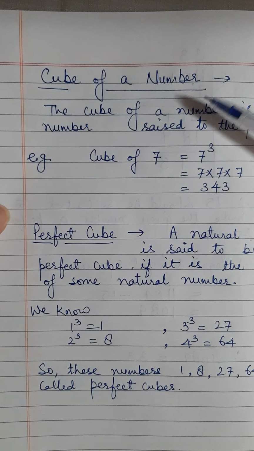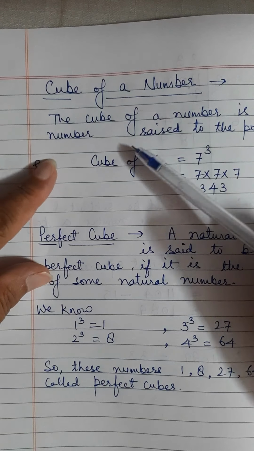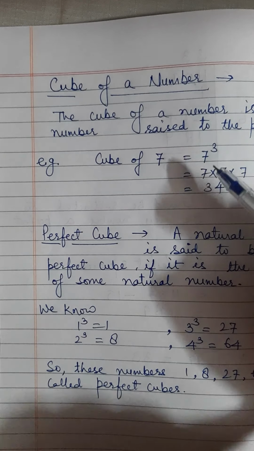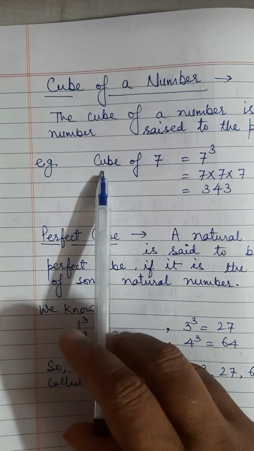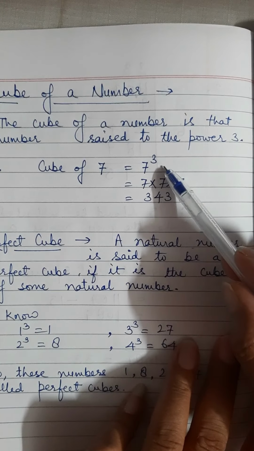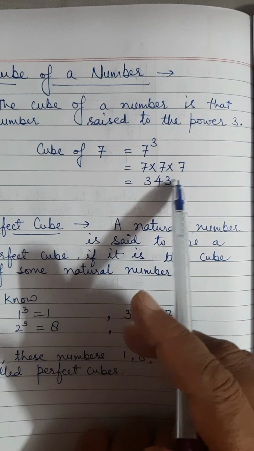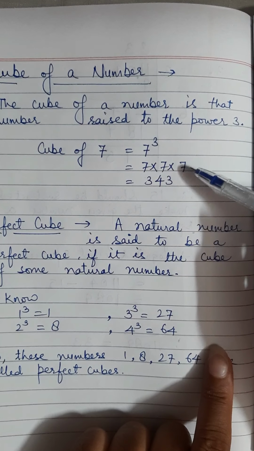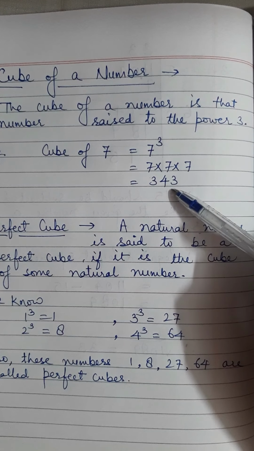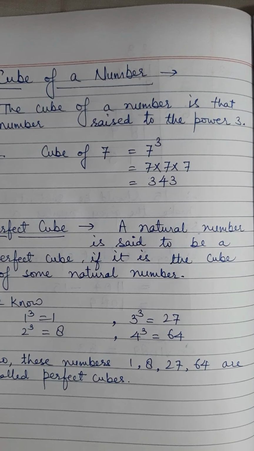This is cube of a number. So what is cube of a number? The cube of a number is that number raised to the power 3. You can understand this by this example. Here we have to write the cube of 7. So we have to write it like 7 raised to the power 3. This is called cube of 7. Now we can write it like 7 into 7 into 7, and after multiplication we get the product as 343. So 343 is called the cube of 7, right?